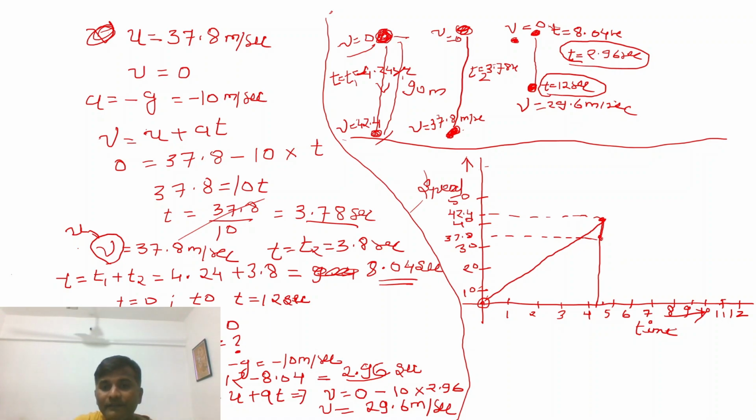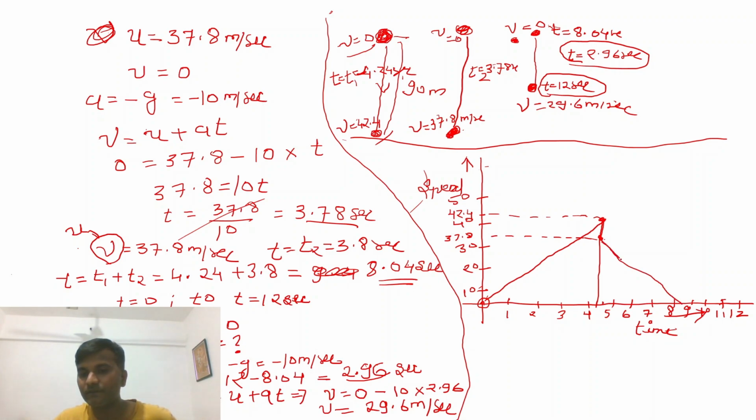Now from this point, it is going upwards, against the acceleration due to gravity. Then what will happen? Going upwards means its velocity will be reducing. When it is coming downwards, due to acceleration due to gravity, it will increase. Now when it is acting against the acceleration, the velocity will reduce to 0. Which time? Here the time is 3.7 plus 4.24, which is 8.04. So 8.04 means somewhere here. The velocity will reduce like this.